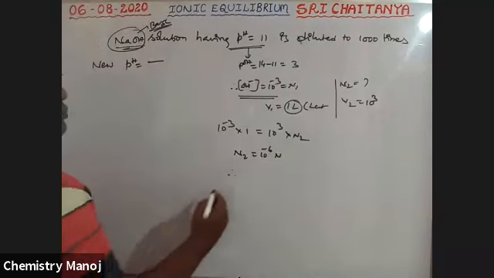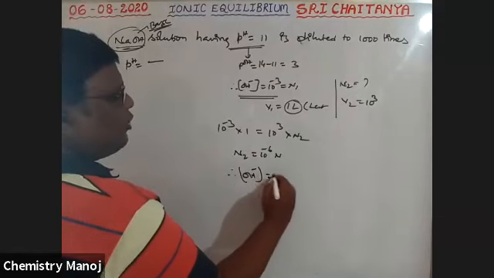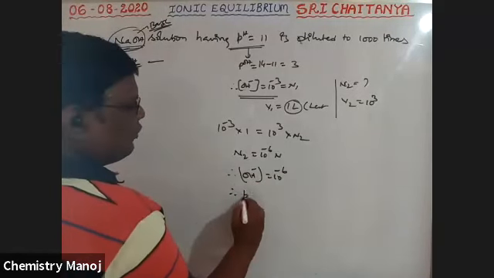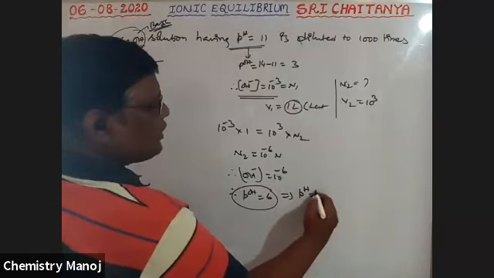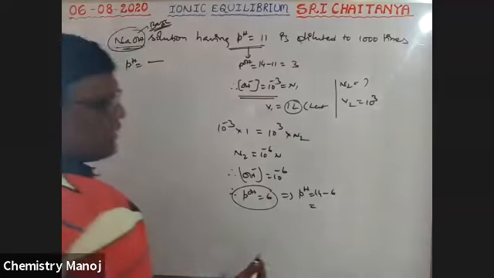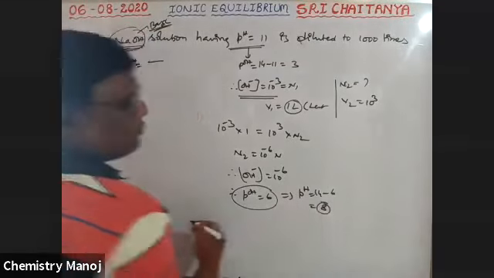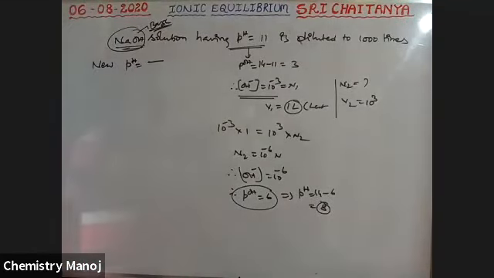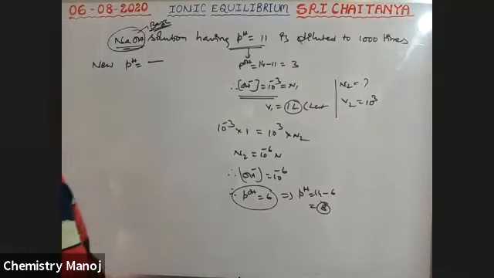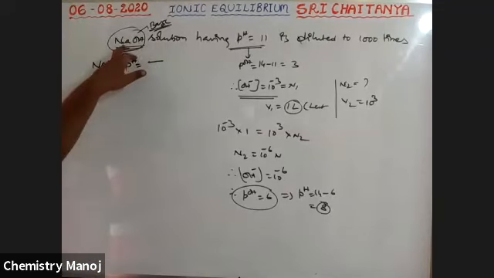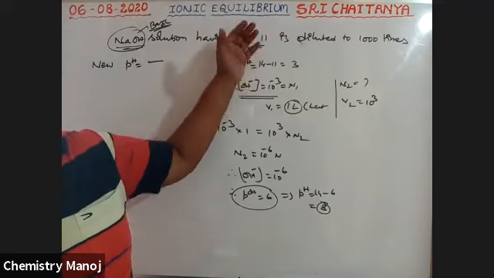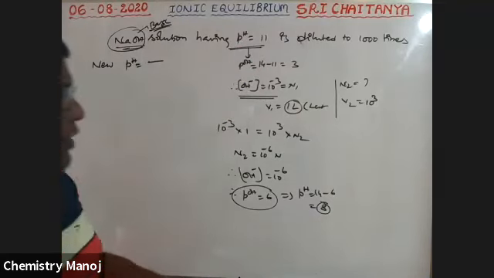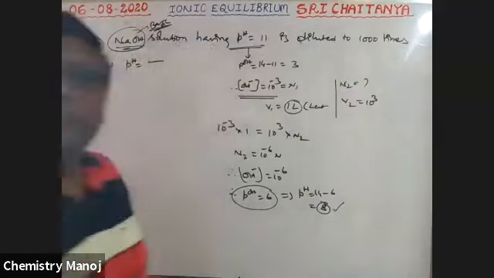Therefore, OH minus concentration is equal to 10 power minus 6, so pOH is equal to 6. That implies pH is equal to 14 minus 6, which is equal to 8. Am I correct? 8 or 10? Yes, it is 8, not 10. Whenever basic chemicals are given to you, use OH minus concentration and convert pH into pOH. Yes, our answer is 8.